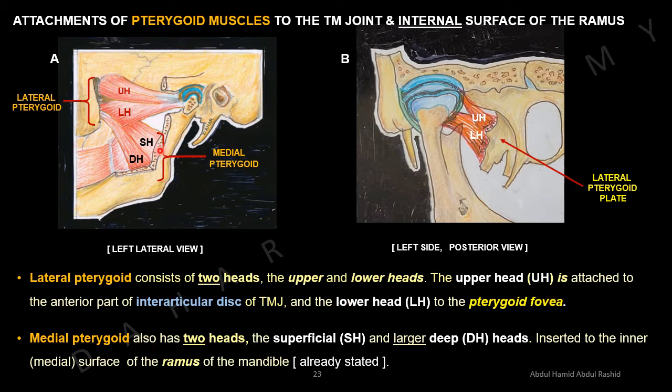Next is the medial pterygoid muscle. You can see it only in figure A. It also consists of two heads, the superficial head and the deep head, which is larger. They are inserted to the inner, that is the internal surface of the ramus of the mandible. We have already stated this one earlier.